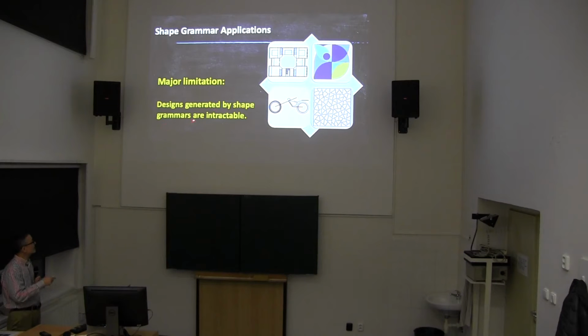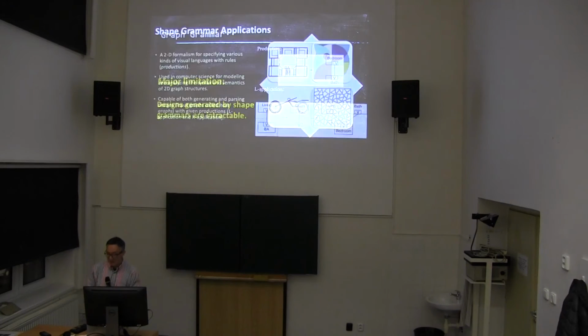Designs generated by shape grammars are intractable. That means you cannot automatically verify whether the generated designs are correct, whether they are the true style that you have specified. Basically, there is just one way forward. You generate all sorts of combinations, but you cannot come back and say, okay, this generation is from this rule, and it does satisfy this grammar. That kind of thing, we can do something about.